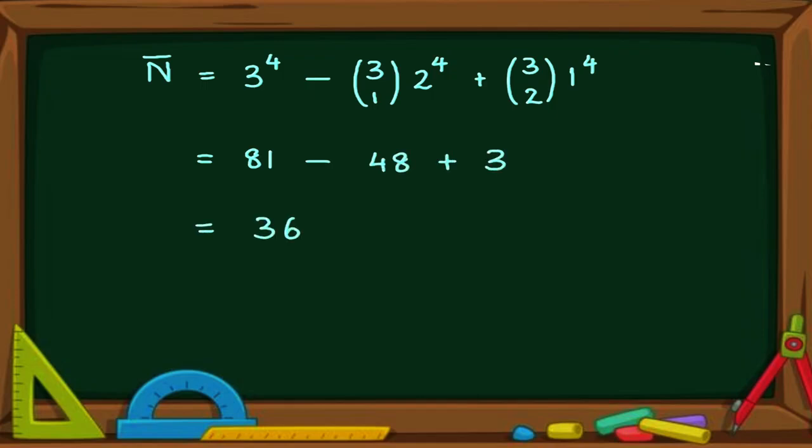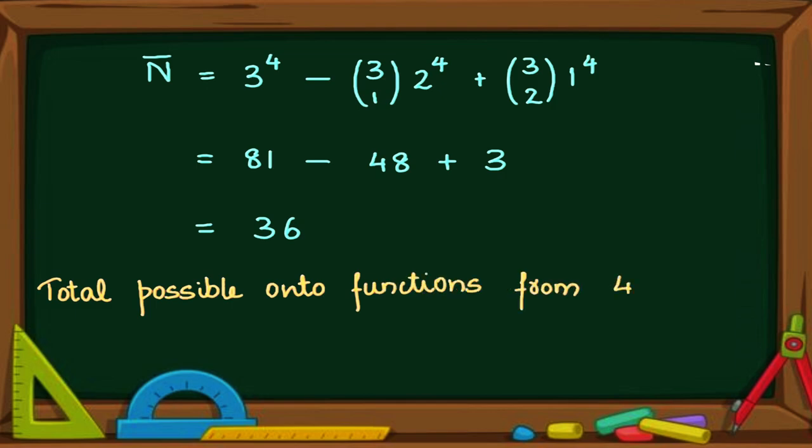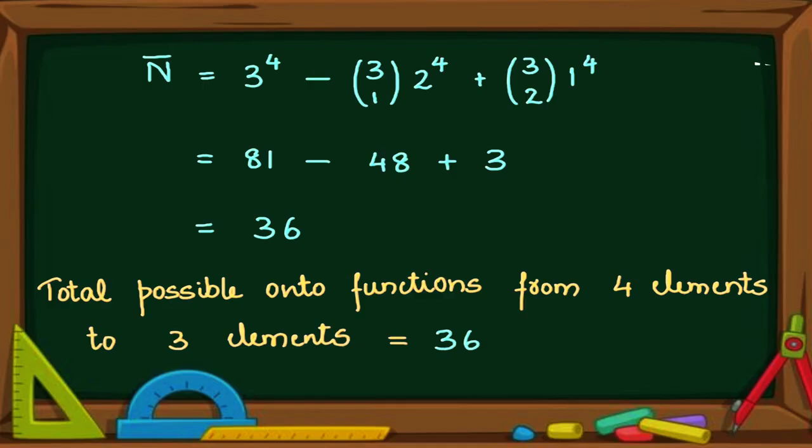So what is the question for which 36 is the answer? The question is, what are the total possible onto functions from 4 elements to 3 elements? Answer is 36. In fact, we'll observe that the principle of inclusion and exclusion can be used to even answer a general case of how many onto functions there are from a domain with m elements to a codomain with n elements.